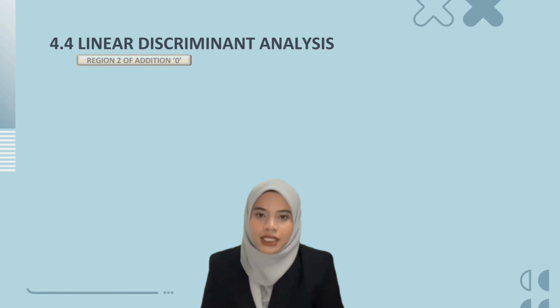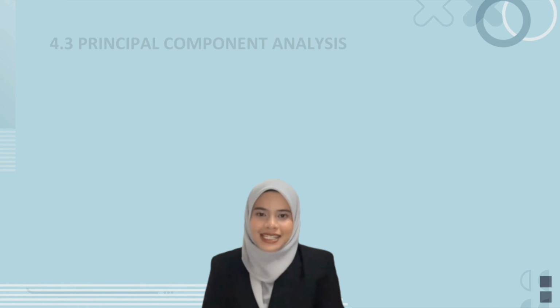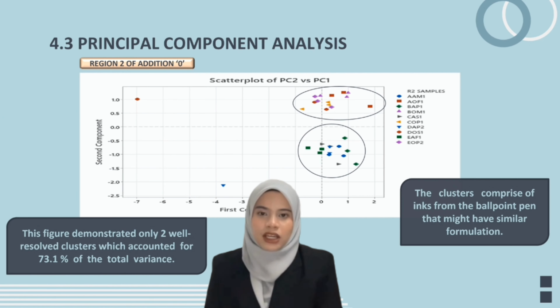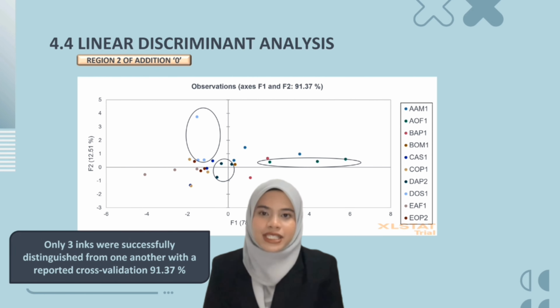However, for the LDA model, these 3 clusters were statistically recorded at 94.37% of correct data classification, which fell within a reasonable acceptance rate. The analysis was furthered by incorporating the origin and altered ink into the PCA model. The scatter plot shows 2 clusters with 73.1% of the total variance. Each cluster did not seem to have distinguishable ink, so LDA was performed to discriminate the inks. The LDA scatter plot shows that only 3 inks were successfully distinguished, with a reported cross-validation of 91.37%.